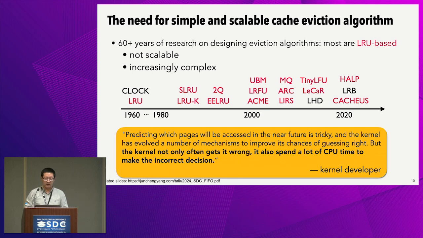So if you look at what we really need in industry, one of the kernel developers wrote that predicting which page will be accessed in the near future is tricky. And the kernel has evolved a number of mechanisms to improve its chance of getting it right. But the kernel not only often gets it wrong, it also spends a lot of CPU time to make the incorrect decision. That's why we need a simple eviction algorithm.